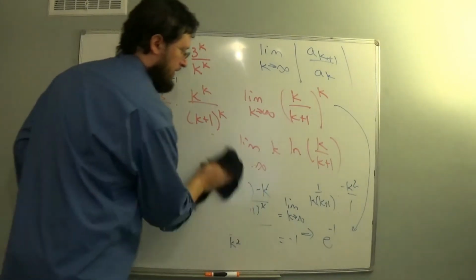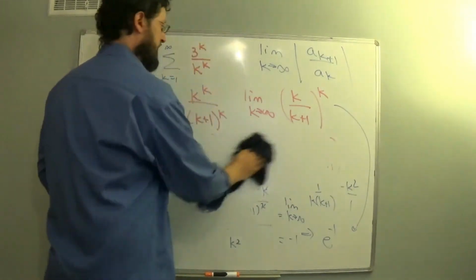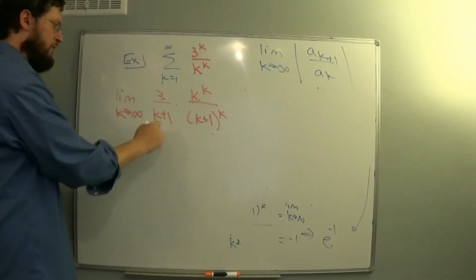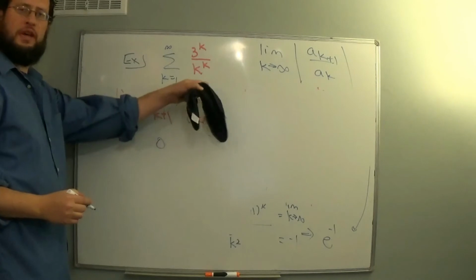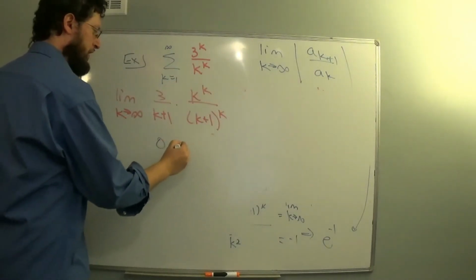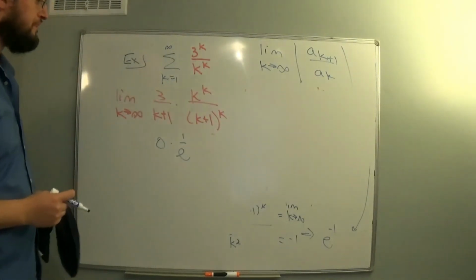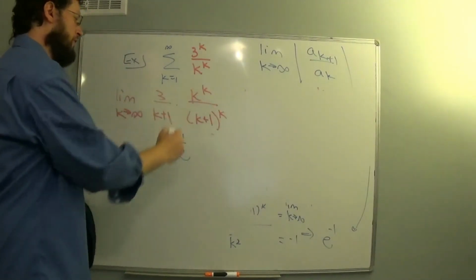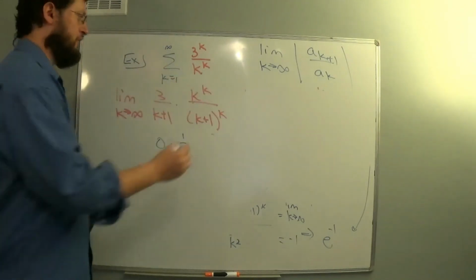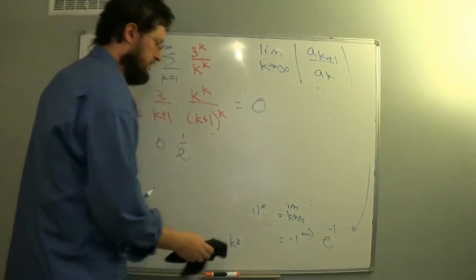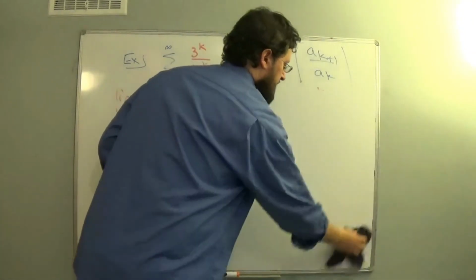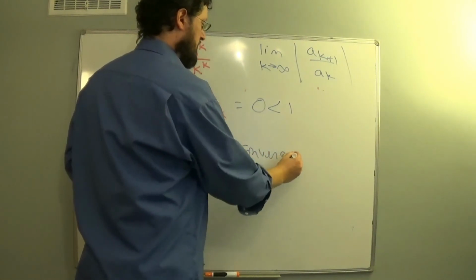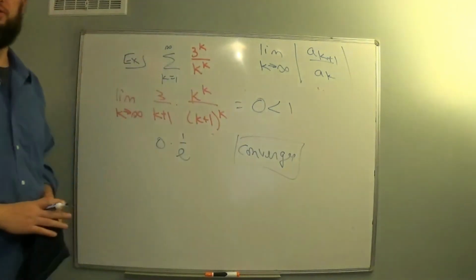So that means that of the two pieces that we were starting with, the limit of 3 over k plus 1 is 0. The limit of k over k plus 1 to the k is 1 over e. Since both those limits are finite values, the limit of the product of the two is actually 0. Since the limit is less than 1, that means that the original series converges.